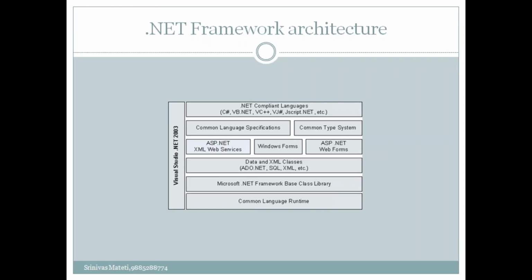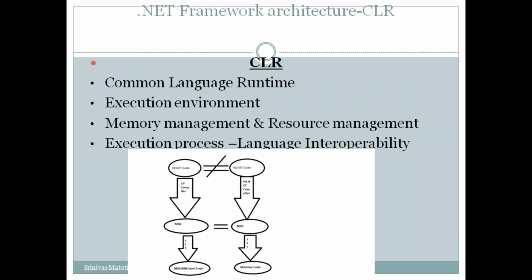Once you are done with your development, you will compile the code. When you compile the code, it will be given to your CLR. The CLR will call the language-specific compilers and generate the MSIL, and that MSIL will be given to the JIT compilers. The JIT compilers will generate the machine level code, and that machine level code will be given to your OS.